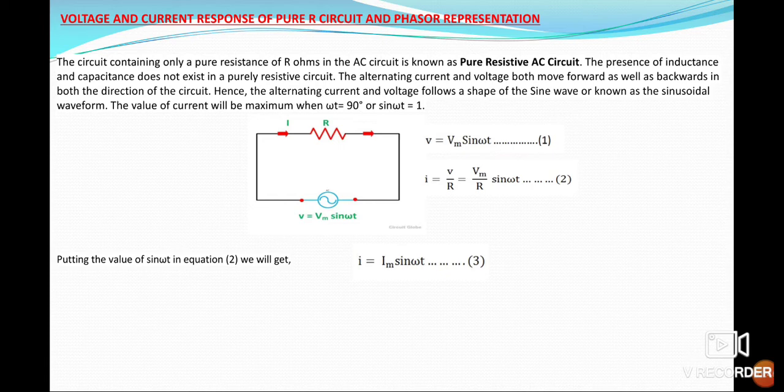The value of current will be maximum when omega t equals 90 degrees or sin omega t equals 1. The supply voltage, that is the instantaneous value of voltage, is represented as v equals Vm sin omega t, and current will be given by I equals v by R. If we substitute the value of v, we will get Vm sin omega t by R. So putting the value of Vm by R as Im in equation 2, we will get I equals Im sin omega t.